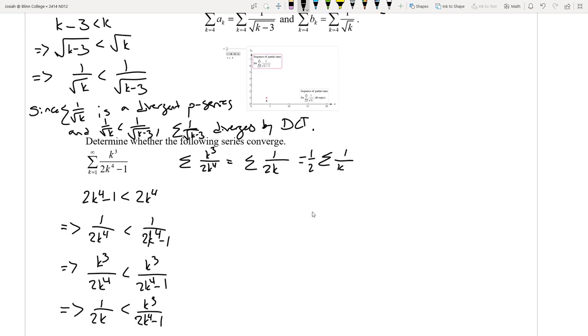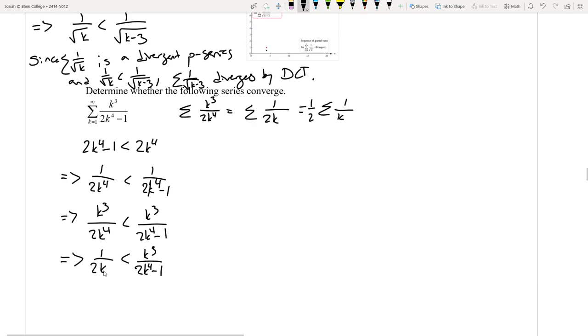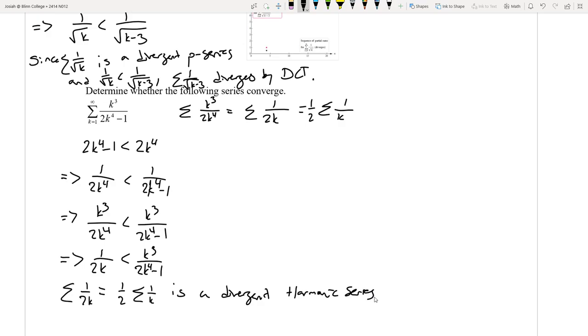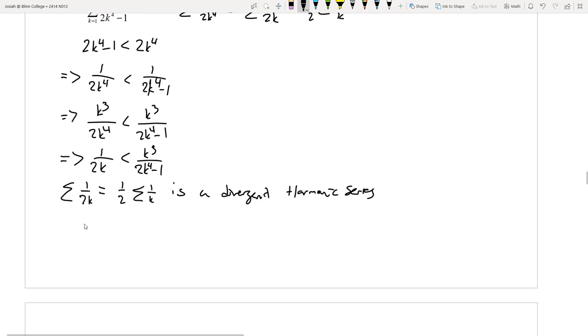We have the series that we know will diverge. This is harmonic. Less than the series we have in the problem. So 1 over 2k is equal to 1/2 sum of 1 over k. That is a divergent harmonic series. And so we can get our answer.